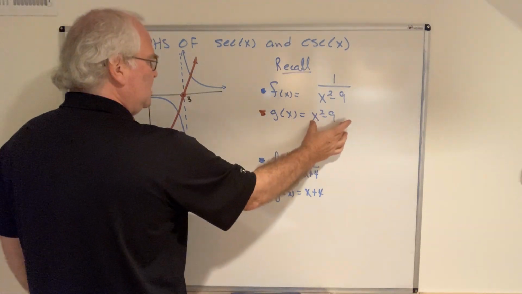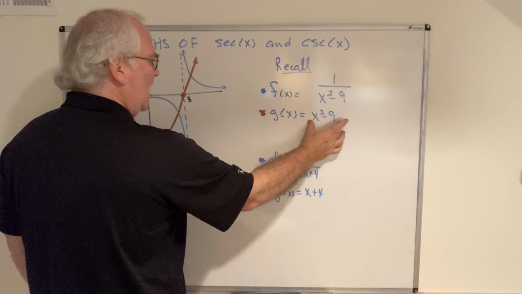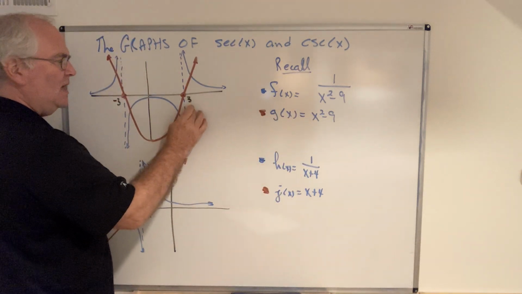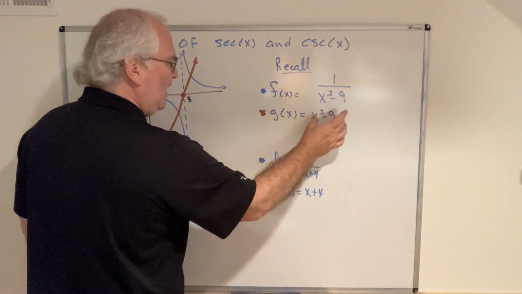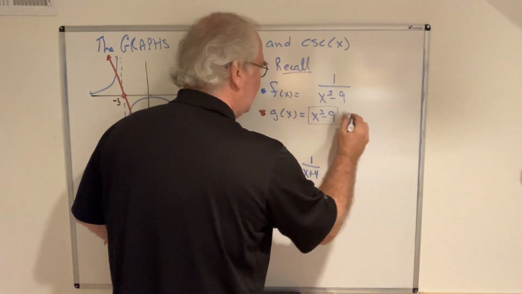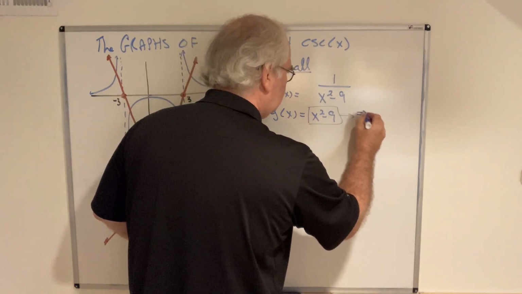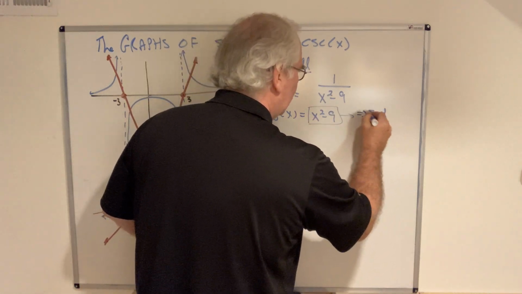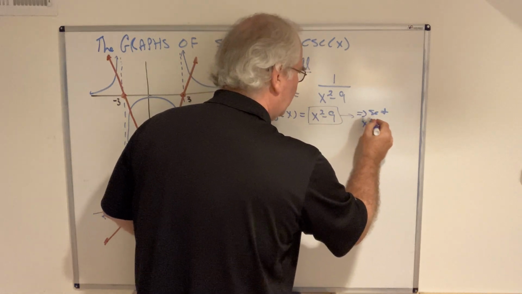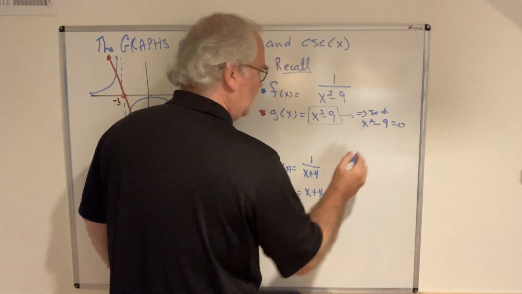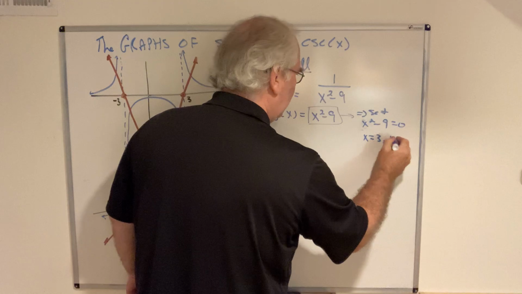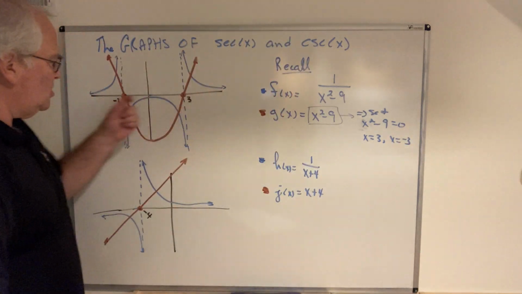We know that this is a parabola that's been shifted down 9 units, and so this brown is this parabola. And we know the x-intercepts. To find the x-intercepts, you set this expression equal to 0. If we set x squared minus 9 equal to 0, that will find the x-intercepts. In this case, x is equal to 3, x is equal to negative 3. We find these two x-intercepts.